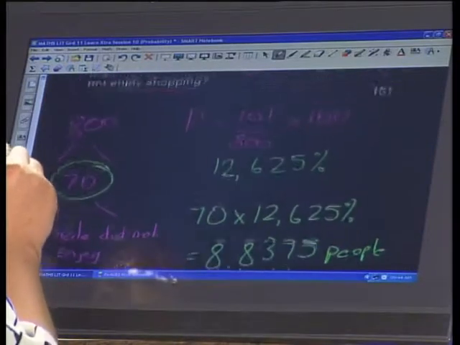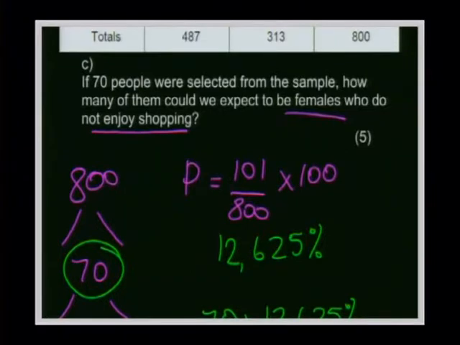Let's go back and check that we have actually answered the question correctly. If 70 people were selected from the sample, how many of them could we expect to be females who do not enjoy shopping? I have actually answered the question because I've taken my entire sample, worked out the percentage of females who did not enjoy shopping, then applied it to my 70, and now I'm expecting that 9 out of those 70 people were female who did not enjoy shopping.